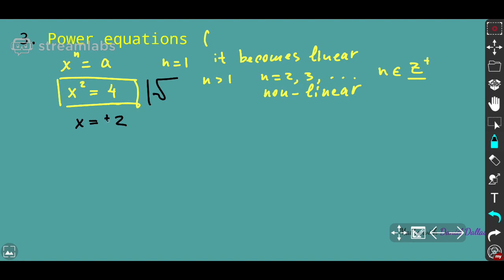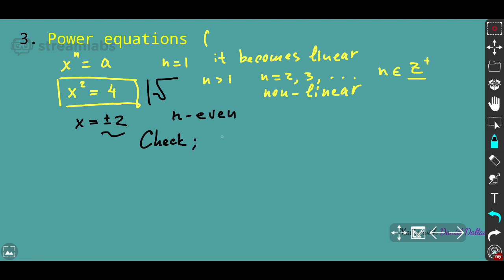However, in the case of power equations, if you take the root with even power n, so n is even, in this case you'll have your final result as plus and minus, because let's just pretend that we want to check. So let's check it.